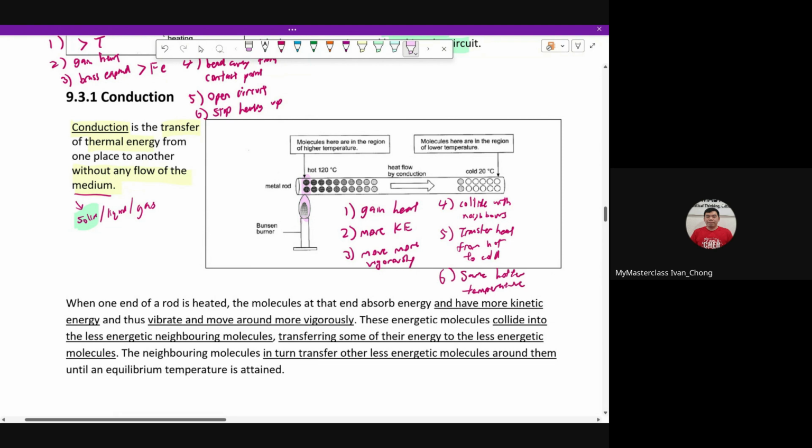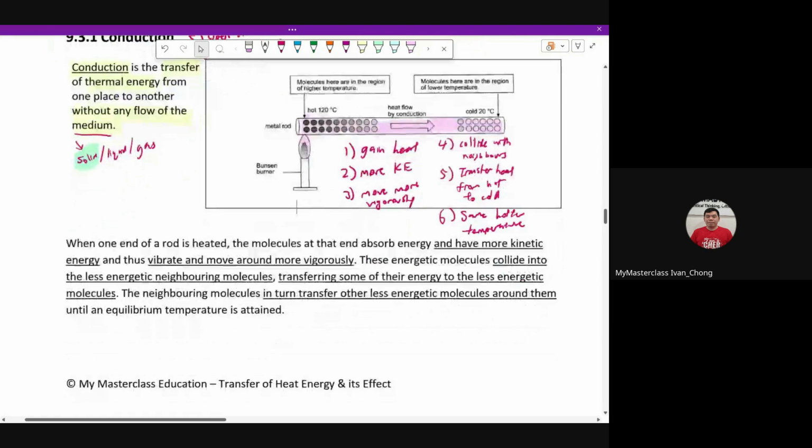At the start, when you gain heat, only these molecules will vibrate more vigorously. As they keep bumping along, they will slowly transfer all of their heat from the hottest to the coldest part, until every part of your circuit is all hot, at 20 degrees Celsius over here. So in this case, this is how it actually works.